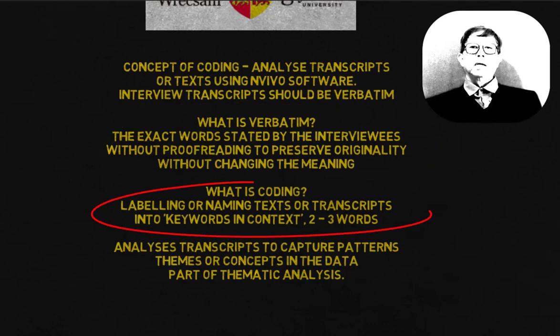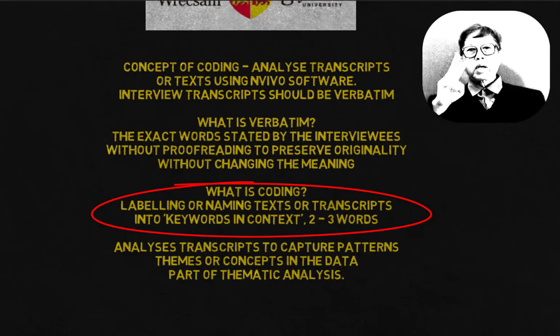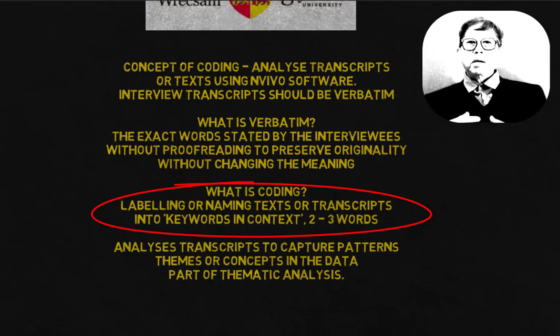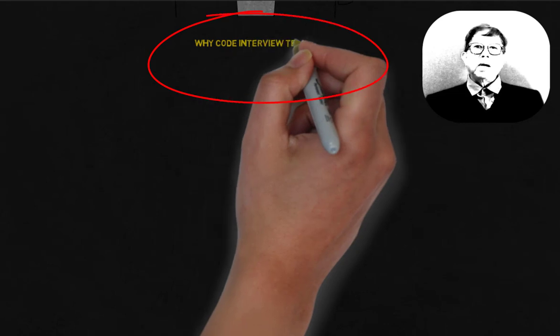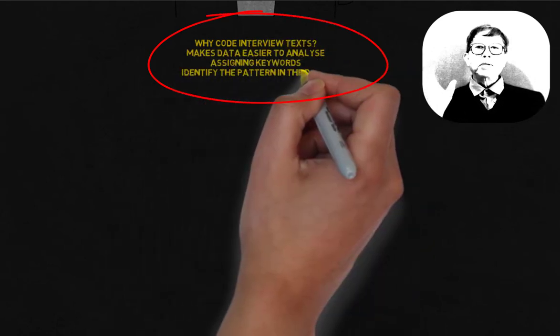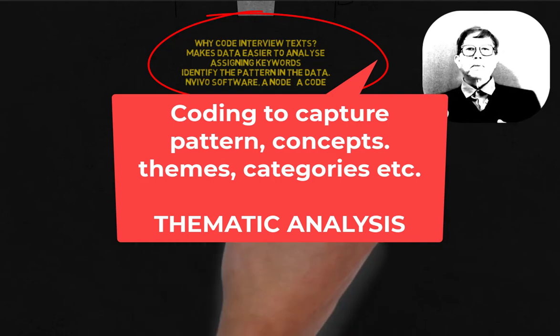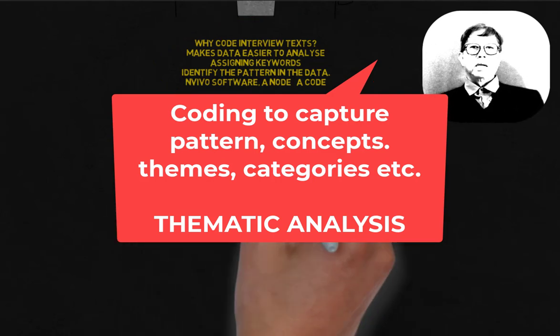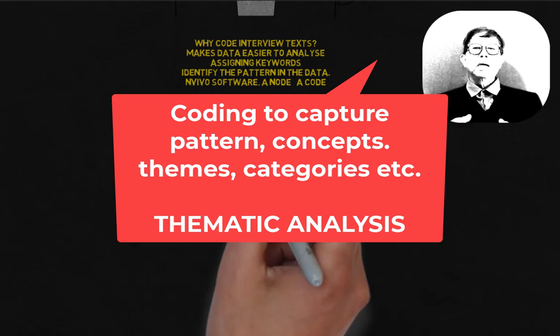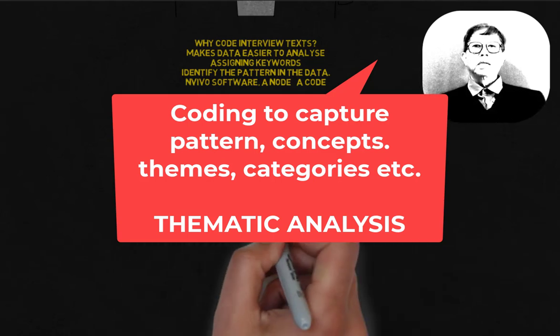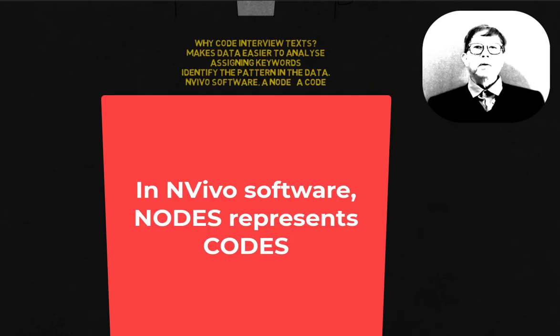And what is coding? Coding is labeling or naming the interview text or transcript into keywords in context, normally 2, 3, or maximum 4 words. Why coding? Coding analyzes transcripts to capture patterns, themes, or concepts in the data as part of thematic analysis and qualitative analysis. In NVivo software, a node represents a code, or almost similar, of the data.